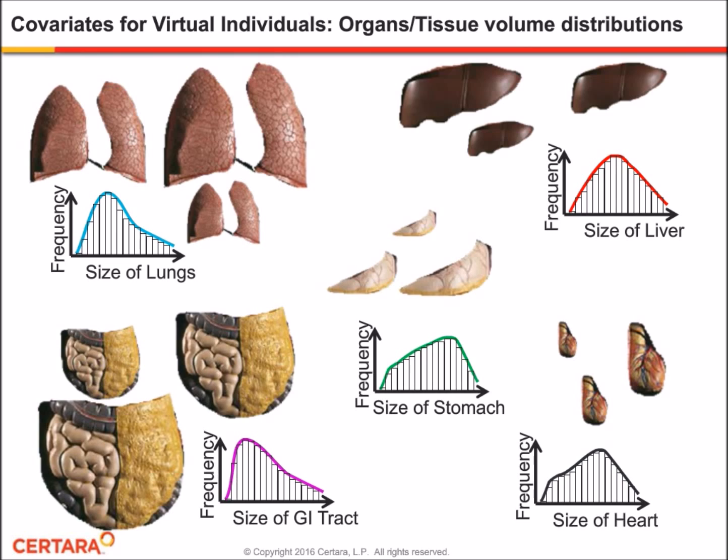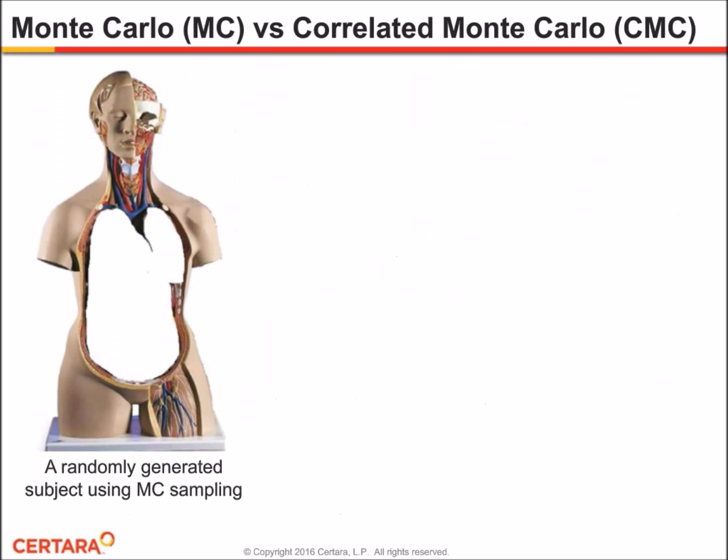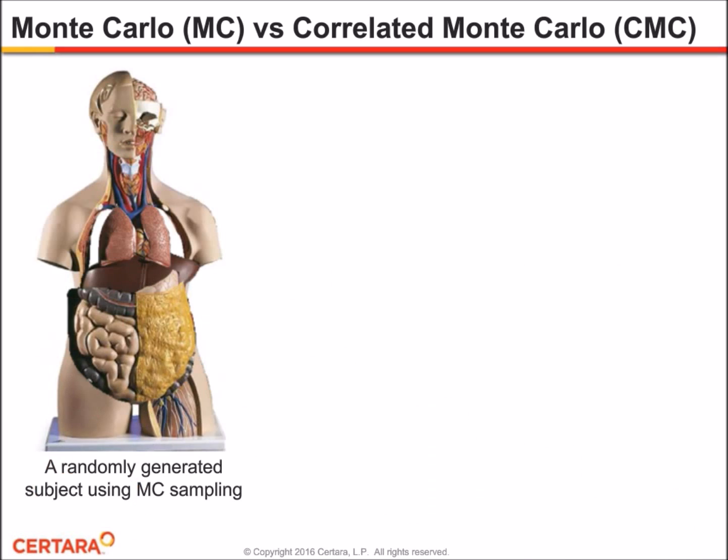And so there is a basic difference between the sampling, which we call random Monte Carlo sampling, versus correlated Monte Carlo sampling. In random Monte Carlo sampling, if you don't take into account these covariates, you are generating an individual with all the body tissues and parameters. But in the end, you might generate an individual with disproportionate tissue parameters, such as an individual having an abnormally large liver or an extremely small gut, because it is not correlated.